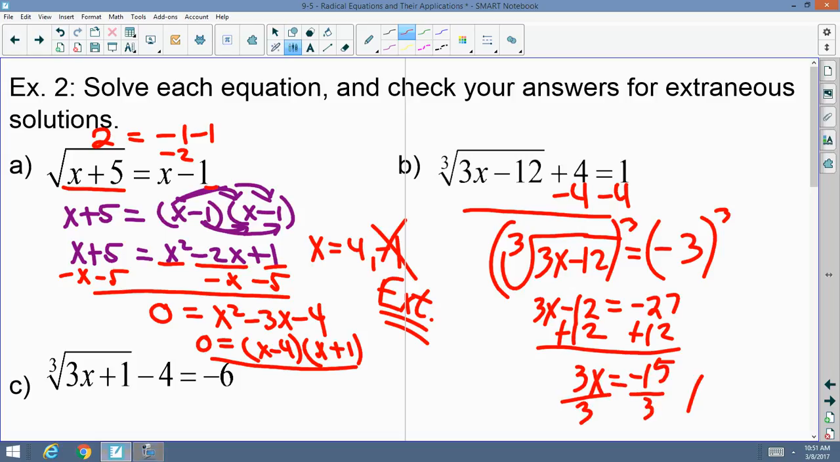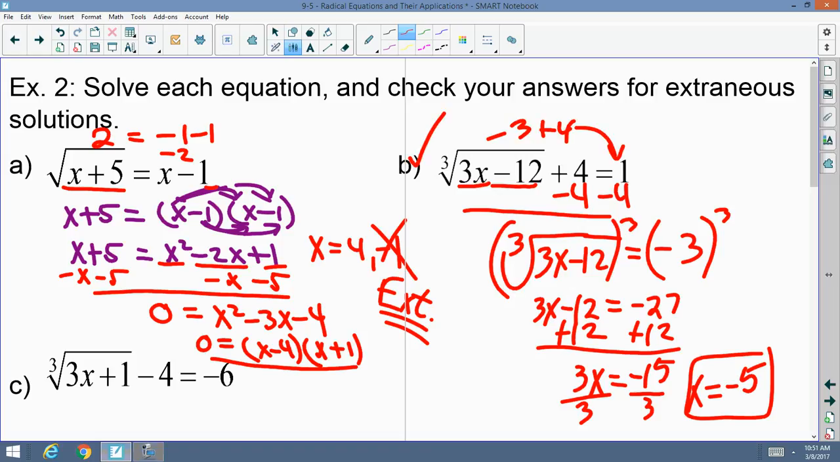And x equals negative 5. And then negative 5 times 3 is negative 15 minus 12 is negative 27. What's the cube root of negative 27? Negative 3 plus 4 equals 1. It works. Okay? Does that make sense, guys? All right.